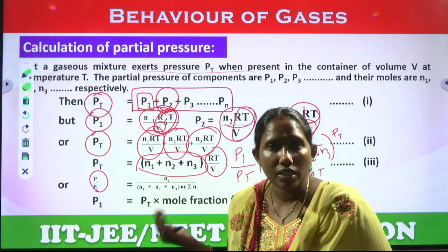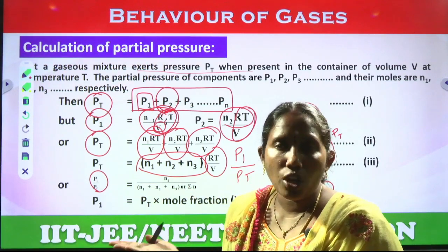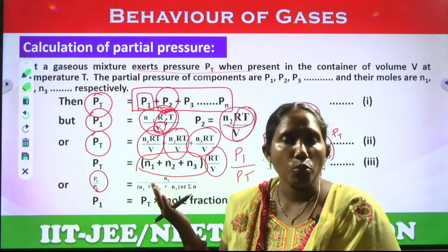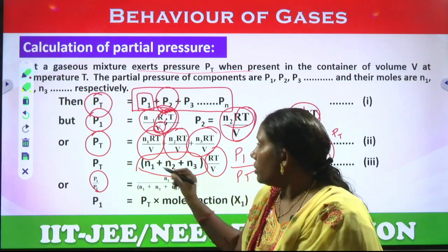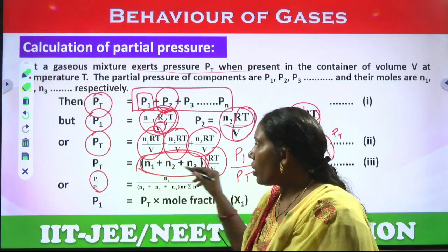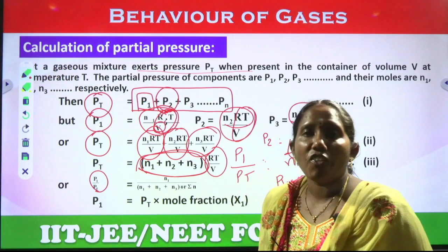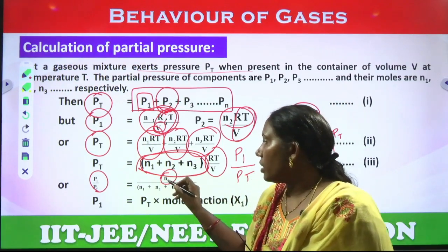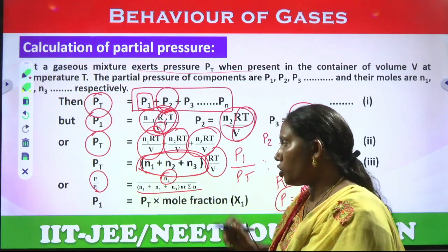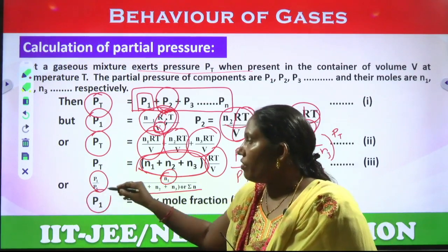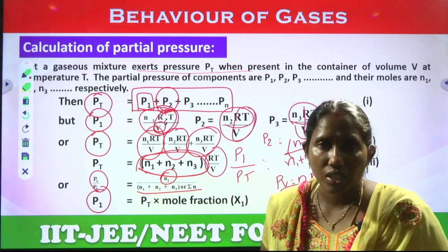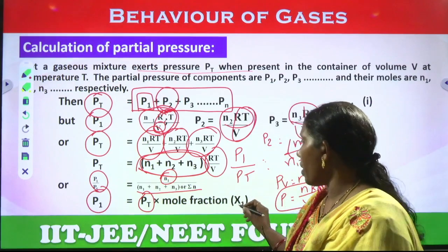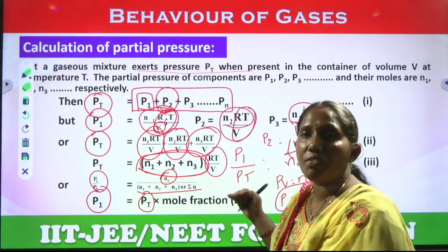Mole fraction is the mole fraction of solute plus the mole fraction of solvent, which gives you the mole fraction of the solution. Here N1 plus N2 plus N3 overall we take as the gaseous mixture for which we want to calculate the partial pressure, so we take the number of moles by N1 plus N2 plus N3. So P1, the partial pressure of the first gas, equals PT, the total pressure, into the mole fraction X1 for the first gas.